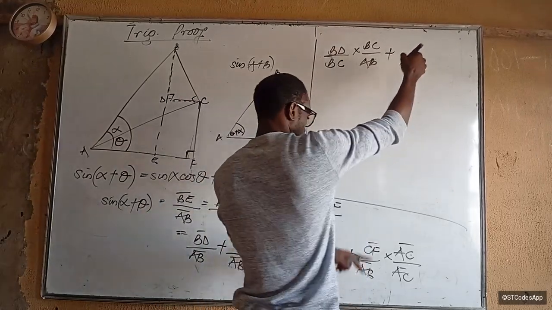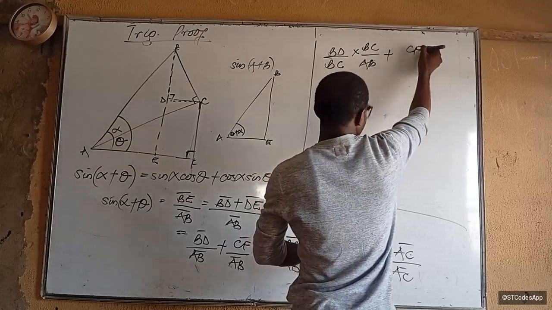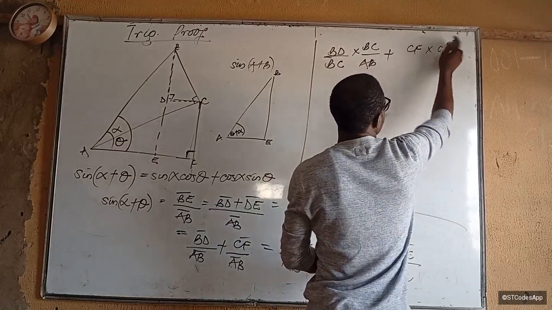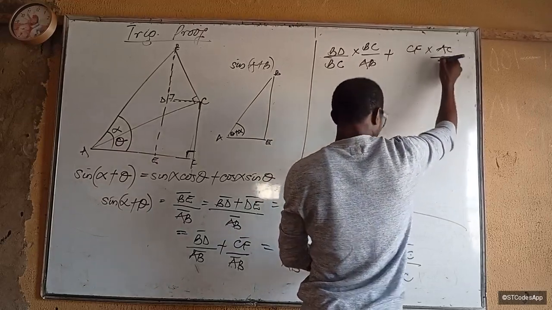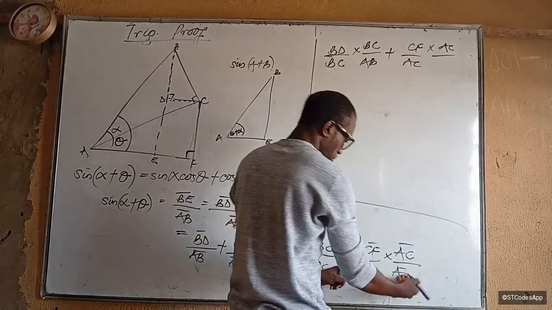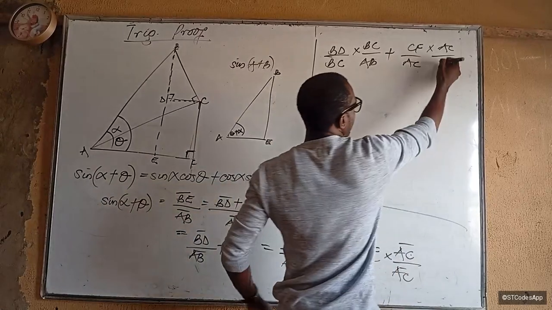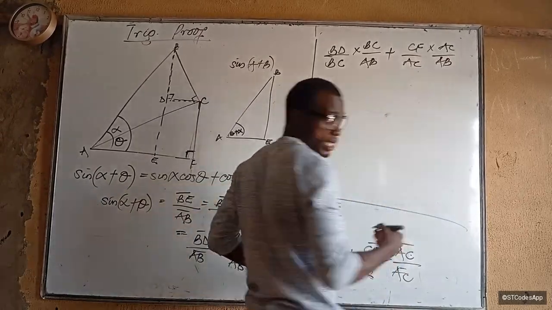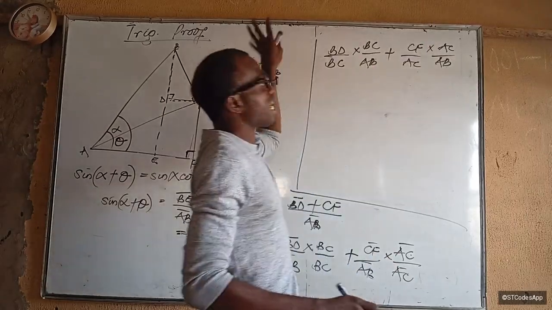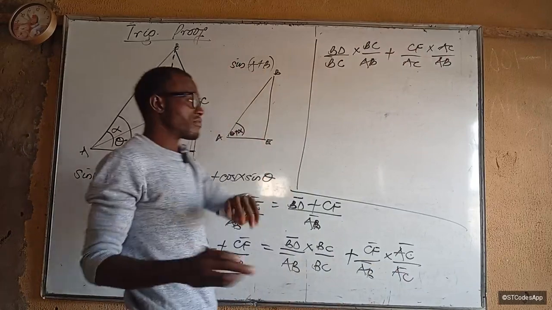Then plus CF multiplied by AC, line AC over, here will be over AC. I'm going to make these denominators switch places. Keep in mind also I've not changed anything, as AC can take care of AC. But there's something that has changed here. I'm going to show you in a jiffy.